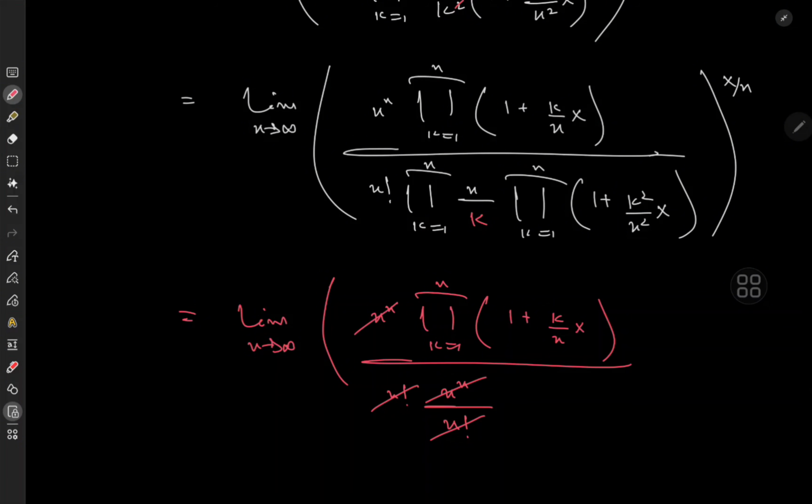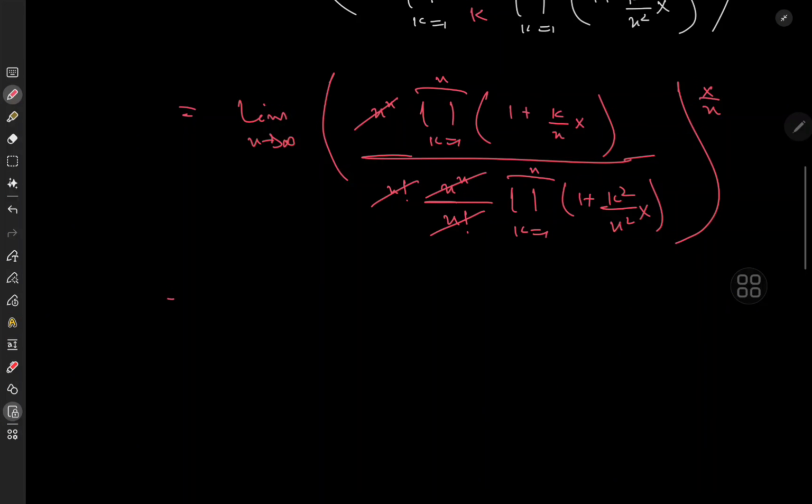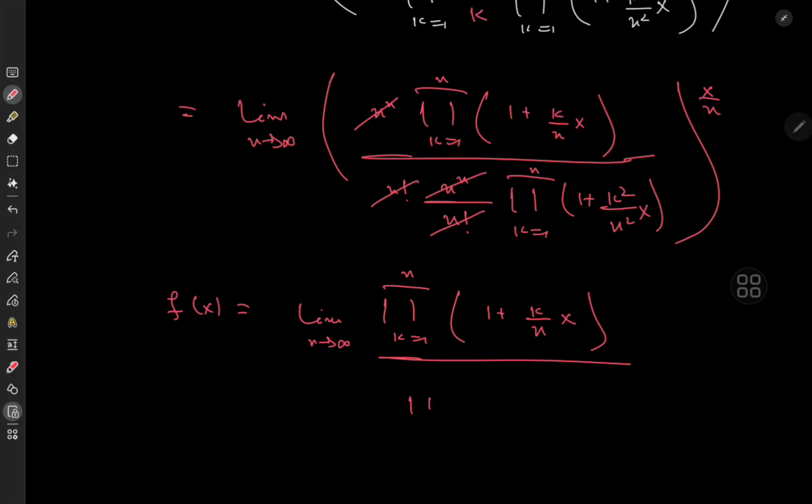So you have some lovely cancellation taking place everywhere, and we're only left with these two product terms. So I have 1 plus k squared over n squared times x, just x, all raised to x over n. So let me just write this out, the final expression for f of x. Well, the final so far, it is the limit as n tends to infinity of the product over k from 1 to n of 1 plus k over n times x over what exactly? Oh yeah, we have the product. Rather, I should write this as a single product back again now. And yes, I believe that would be a wise strategy.